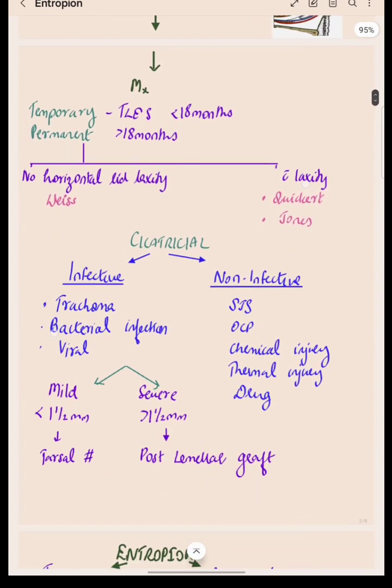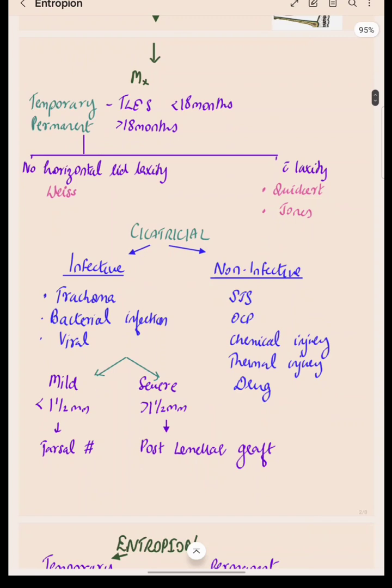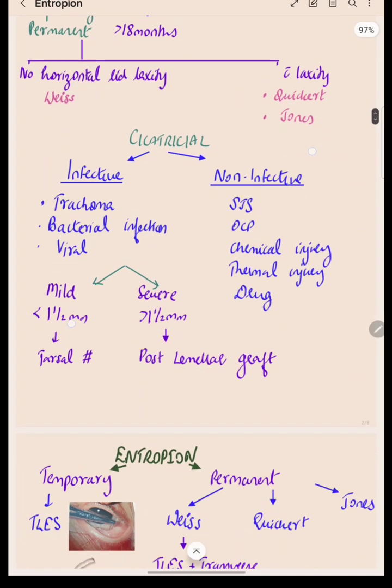Management: transverse lid diverting sutures are done as a temporary management, and if it is more than 18 months, then permanent management is done. If there is no horizontal lid laxity, then the Weiss procedure is done. If it is with laxity, then the Quickert or Jones procedure is done.